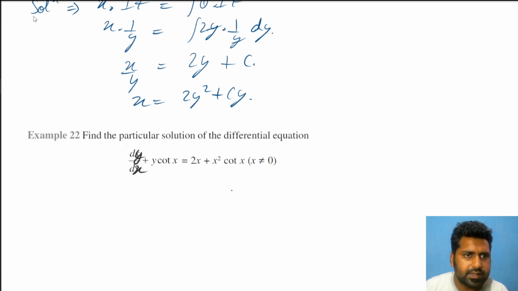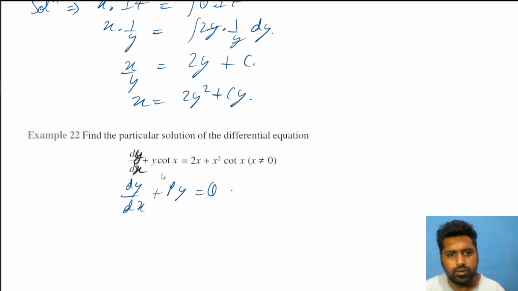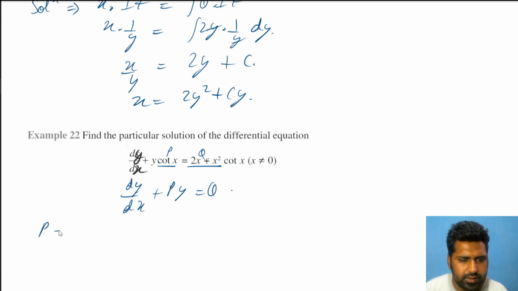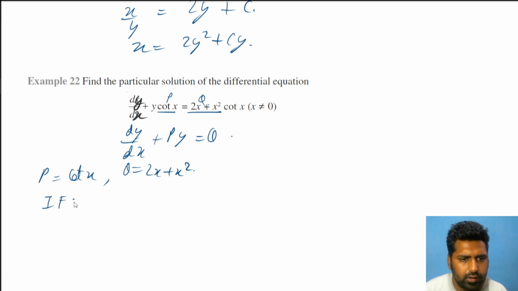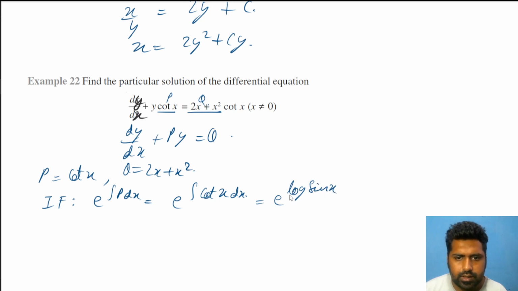So dy by dx plus py is equal to q, and p and q are functions of x, so they are okay. Clearly this is our p, this is our q. So p is cot x, q is 2x plus x square. Now let's do the IF, e raised to power integration p dx. What is the integration of cot x basically? Integration of cot x is log sin x, and e and log cancel, so you have sin x as your IF.